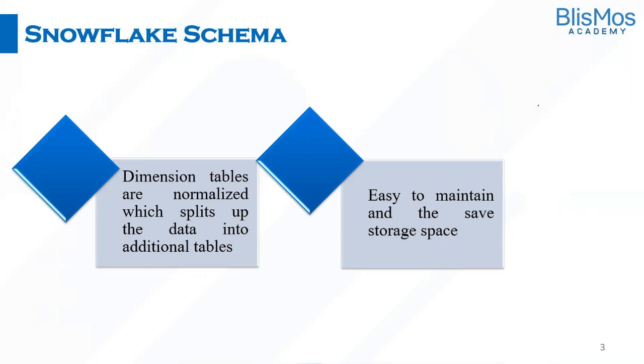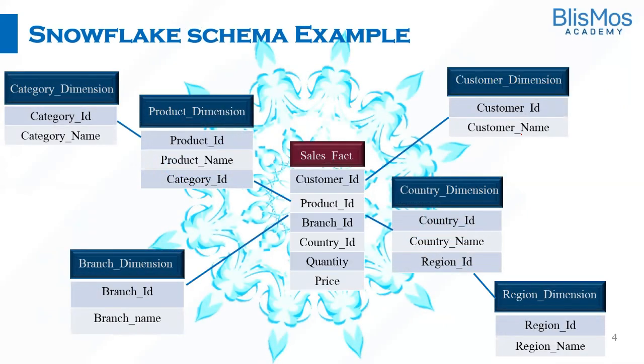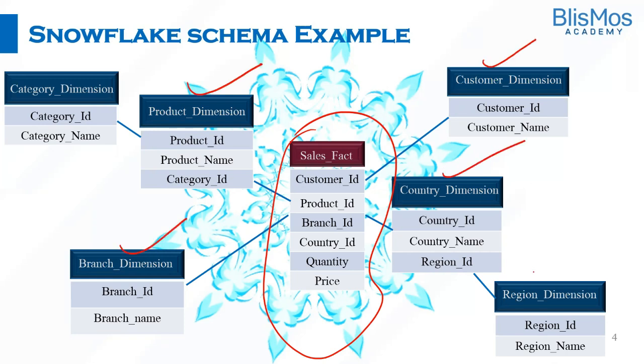Because we are normalizing the data here, we are storing the data in less space as compared to the star schema. Because it needs less space, it is easy to maintain. Let us take an example here. In the center, the fact table happens to be a sales fact table. So around the sales fact table, we have product dimension, branch dimension, customer dimension, country dimension, region dimension, and also category dimension. There'll be many more dimension tables as compared to the star schema because we have done a normalization here.